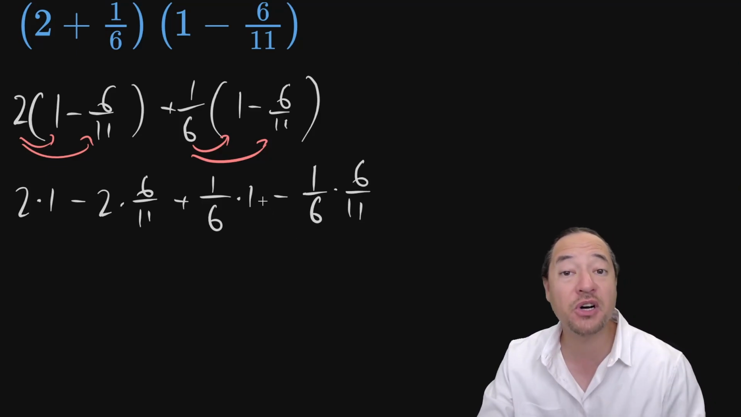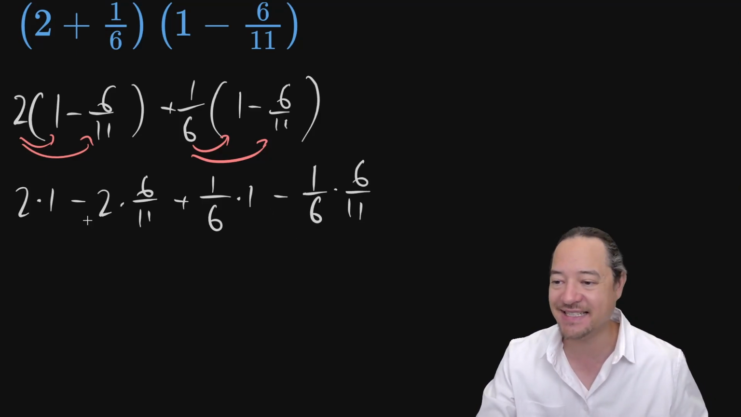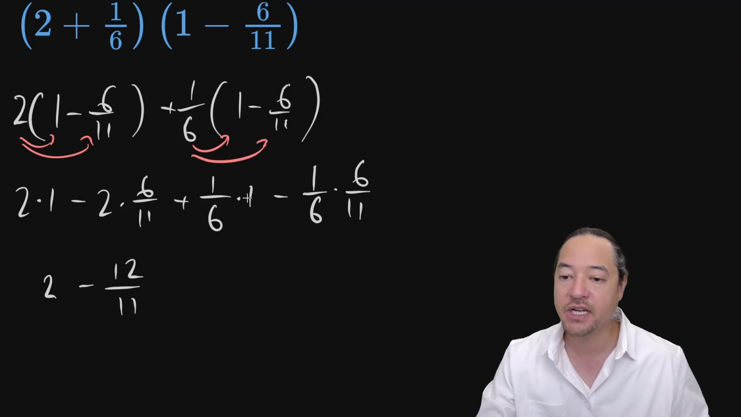Okay, and now we do the multiplication. Multiplication's easy. 2 times 1 is 2. This 2 times 6, that's going to be a minus 12 over 11. Here we'll get a 1/6, right, times 1 there. And here we're going to get, well, here the 6's will cancel out, so we just get a 1 over 11 here.